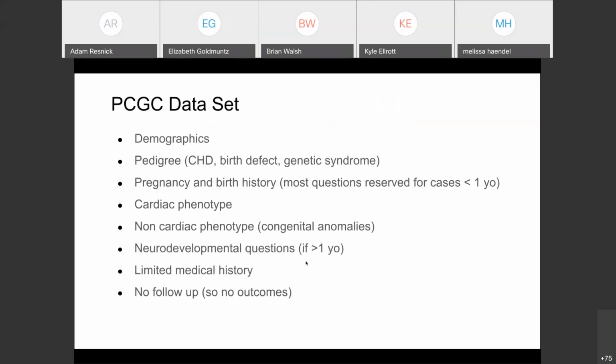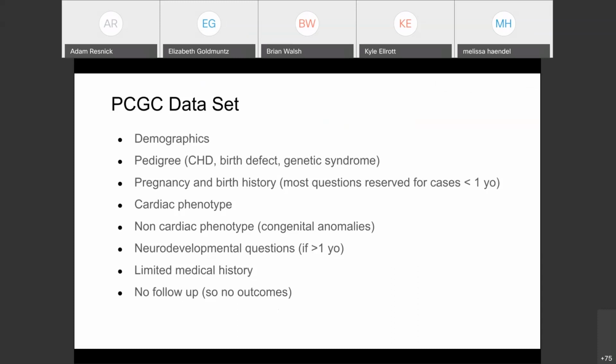So the PCGC data set is quite extensive, in fact. It includes basic demographics, a basic pedigree, which is really focused on birth defects, a pregnancy and birth history that's administered only to those cases less than a year of age, so that there was less chance of faulty recall. Details about the cardiac phenotype, which I'll focus on in a minute. We also include review of systems of other presenting congenital anomalies. There are neurodevelopmental questions, I call them, that are administered to parents where the child is recruited at greater than a year of age.